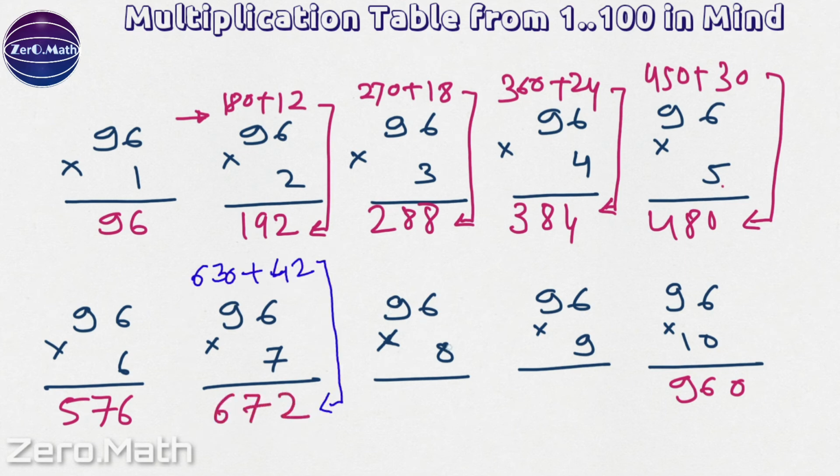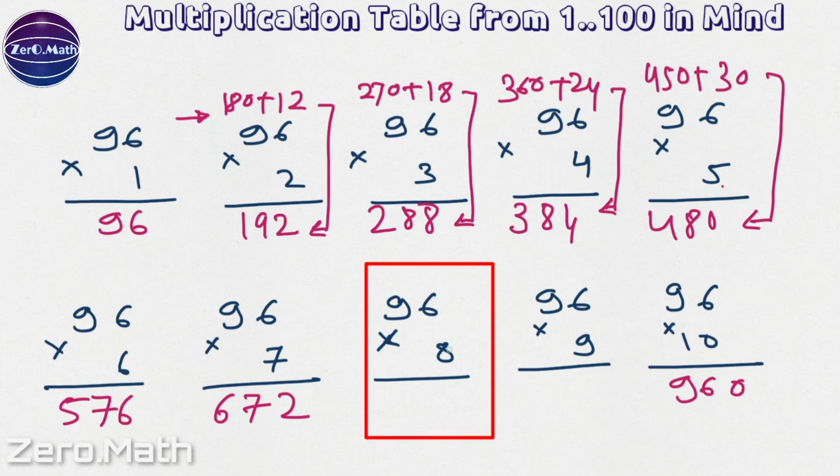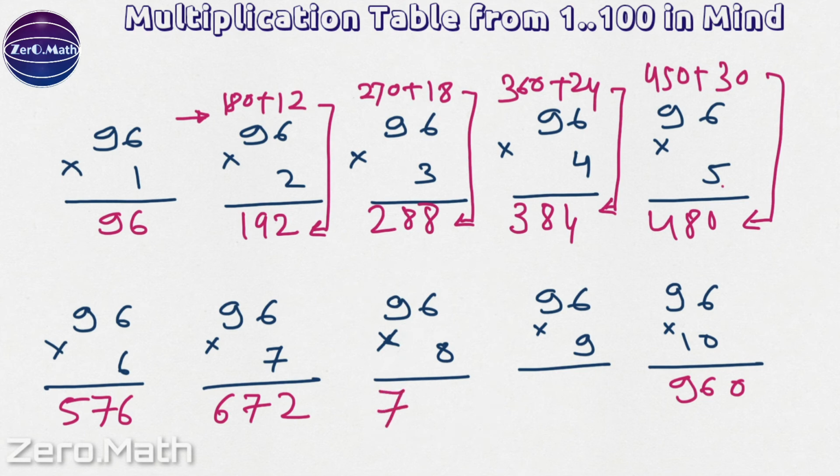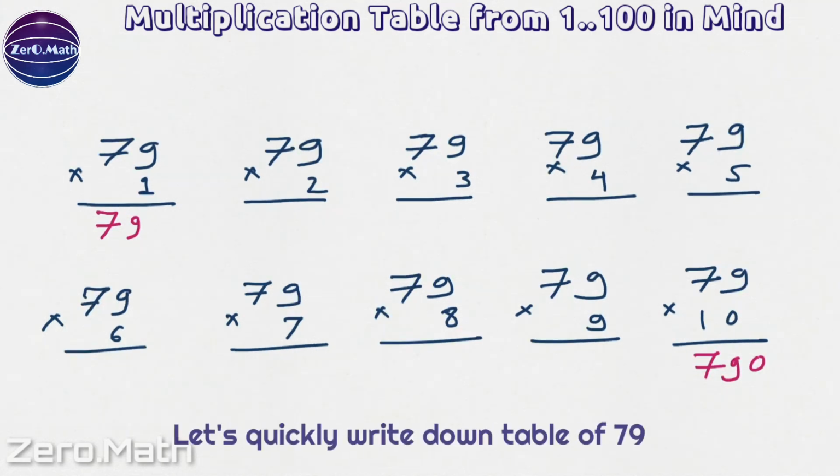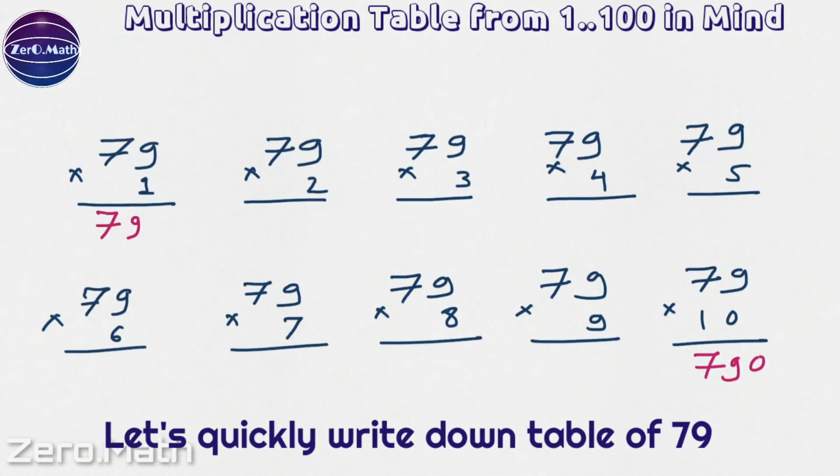So 9 eights are 72. So that will be 720 plus 6 eights are 48. So 720 plus 48 is 768. 9 nines are 81. So it will be 810 plus 9 sixes are 54. So 810 plus 54 is 864. So you can see how easily you can build a multiplication table in your mind as long as your concepts are clear. Final one, let's quickly write down the table of 79.